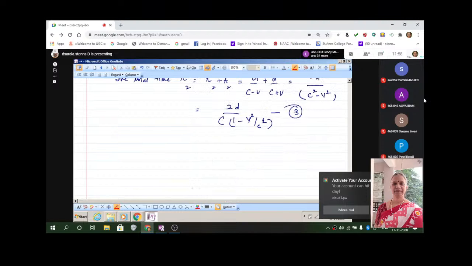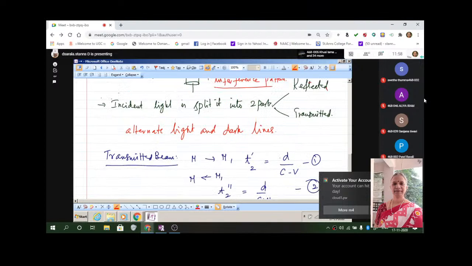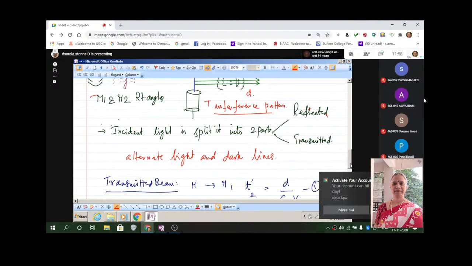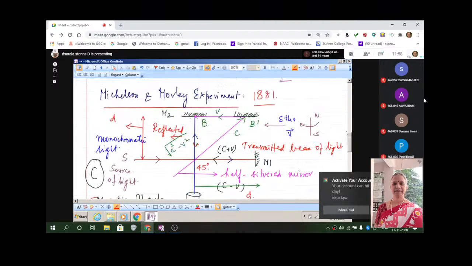Similarly, for the reflected beam, the reflected beam is going to the top and coming back, isn't it? What is the reflected beam? It's going here and coming back. So what is the time it is taking? Let us see.